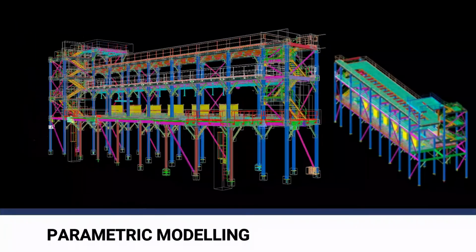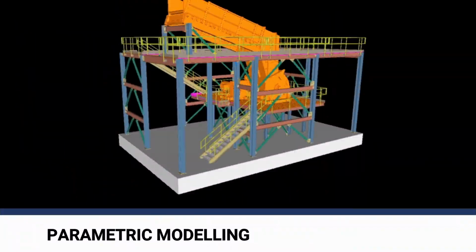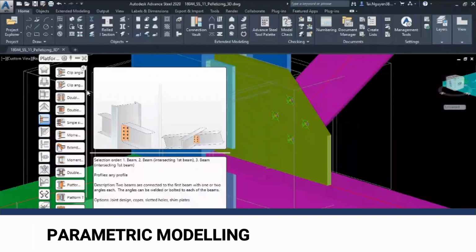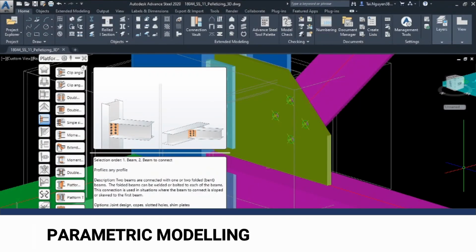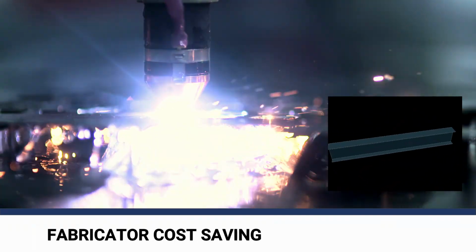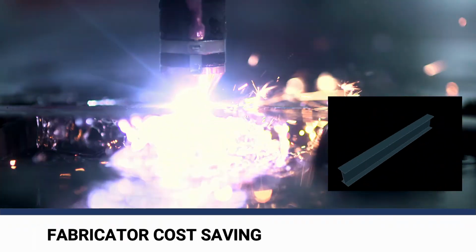Parametric modeling programs, such as Revit and Advanced Steel, mean that material properties and detail connections can be extracted directly from the model. Fabricators can directly input data from the model into their machine. This will expedite the fabricating process.